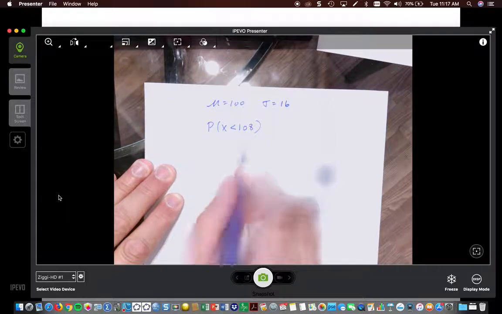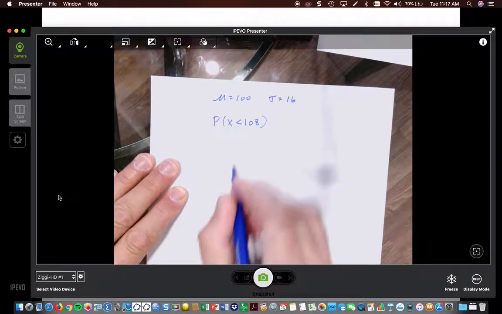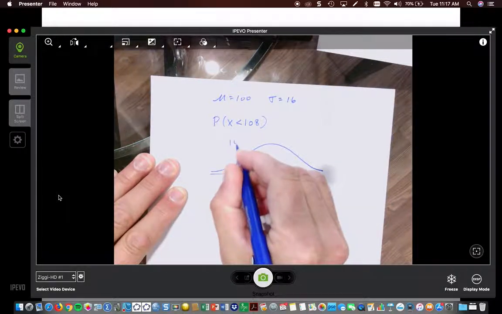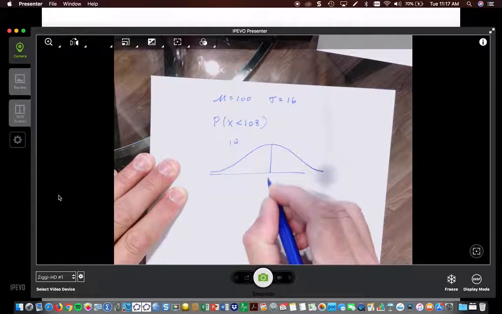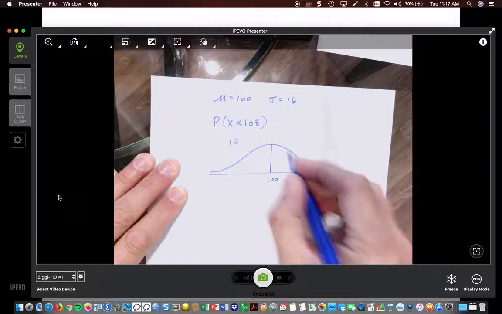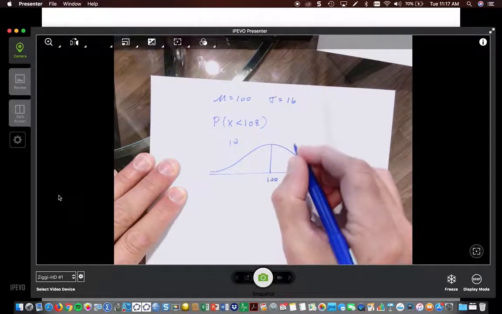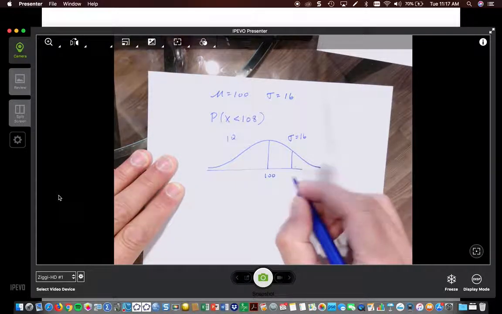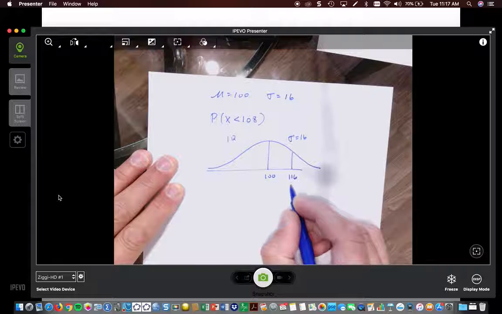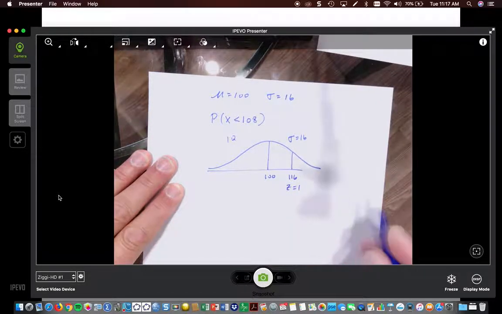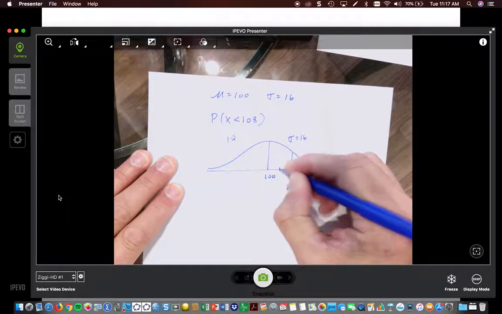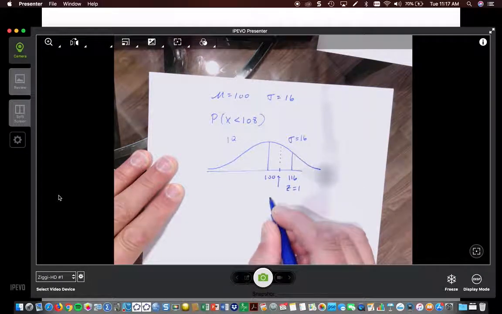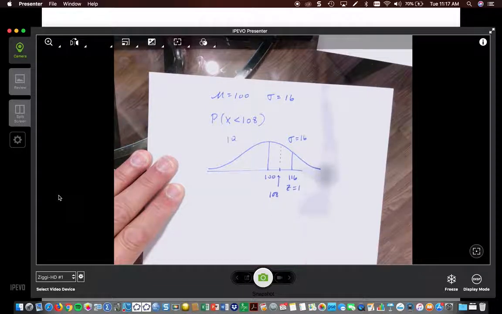All right, so to find the probability that x is less than 108, I first of all got to think about, on my distribution of IQ scores, the mean is 100 and the standard deviation is 16. So let me just write sigma equals 16. So 116 would be here. This would correspond to a z-score of 1. So 108 ends up being halfway in between those two, and so that probability, or that 108, is there.